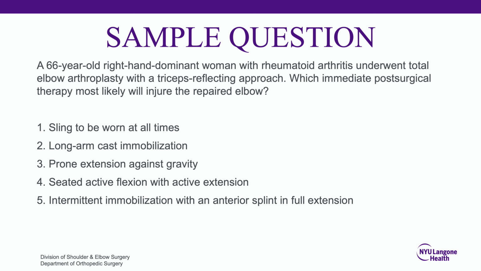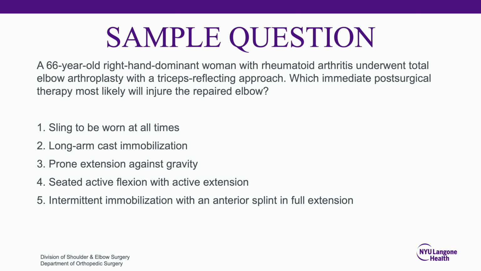A 66-year-old woman with rheumatoid arthritis underwent total elbow arthroplasty with a triceps reflecting approach. So triceps reflecting is the Bryan-Morrey approach where you take the triceps and basically release it in continuity off the proximal ulna. But the triceps is actually moved away. You do the replacement and put it back on to the ulna. Now, which immediate post-surgical therapy most likely will injure the repaired elbow? So we're basically talking about how do you protect the triceps tendon, right?